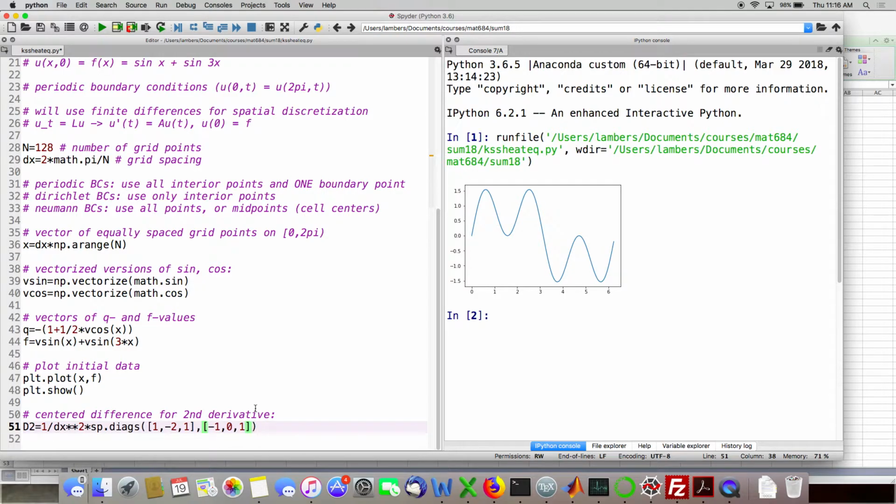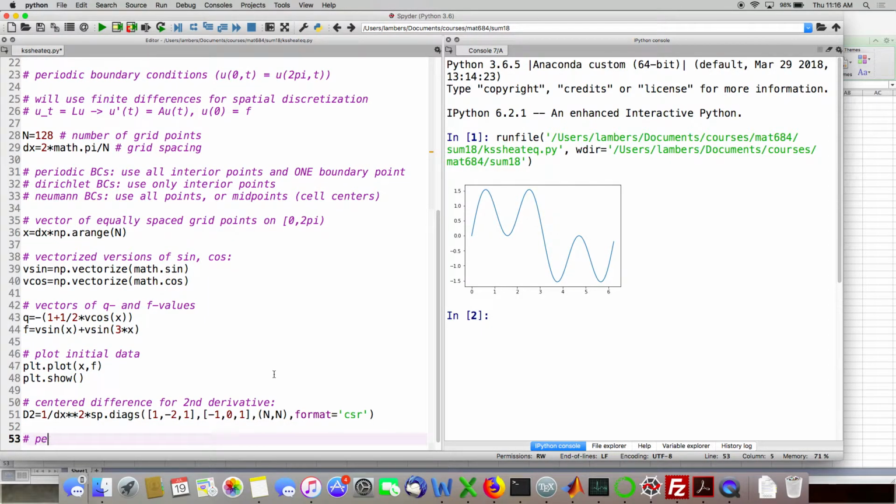This needs to be an n by n matrix, so we put a shape n by n there. And then I'm about to modify entries, so I'm not going to use the default format for this. I'll use the usual CSR, compressed sparse row format. And of course, we're multiplying by 1 over dx squared. Now, I need to enforce the periodic boundary conditions.